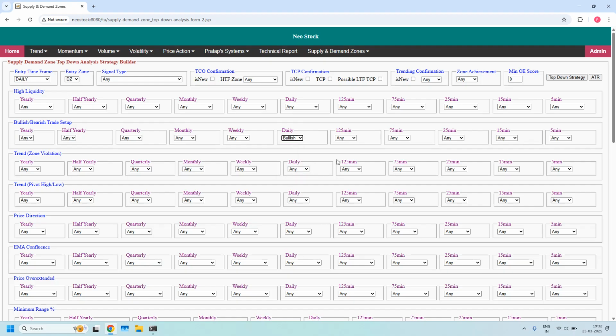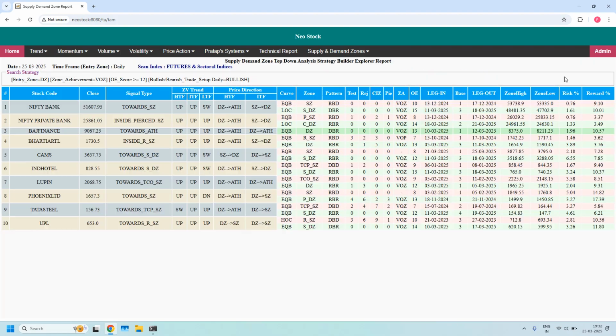I am selecting bullish. Zone achievement should always be violated opposing zone. Minimum odd enhancer score should always be 12. With all the three, both these filters are applied to daily demand zone. Now let's generate. We got 10 stocks.